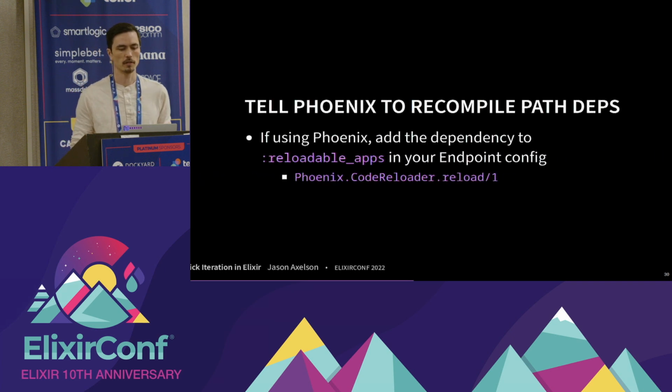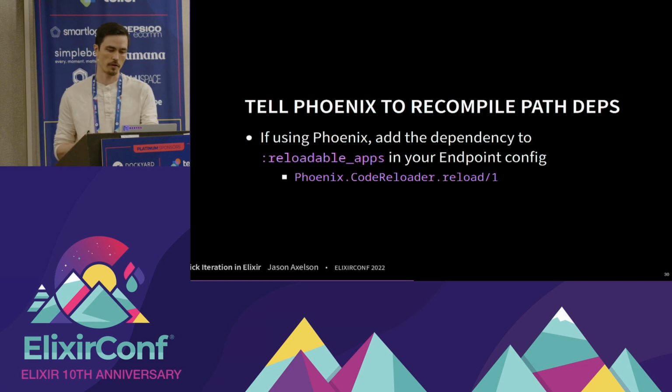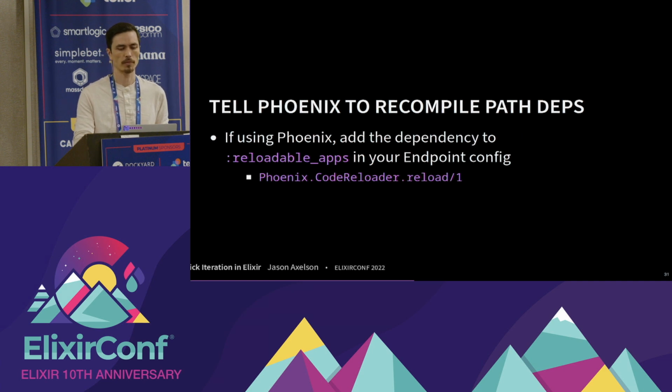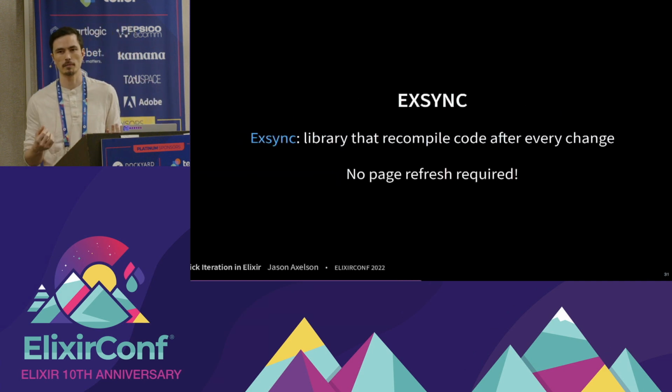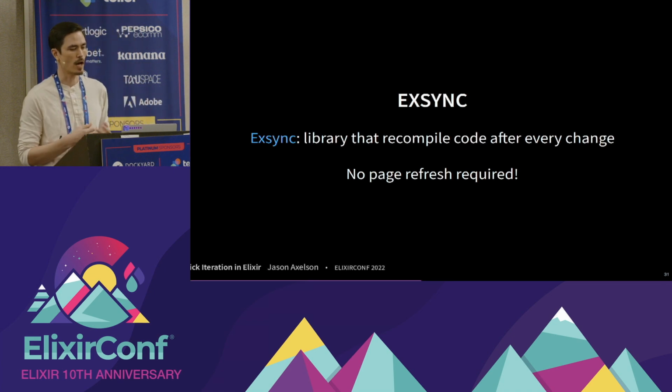And if you're using the Phoenix code reloader, then you can recompile path dependencies by setting the reloadable apps in your endpoint configuration. The docs for that are in the Phoenix code reloader reload. That can be handy if you only have a few dependencies that you want to be recompiling all the time. But the way that I really like to recompile any path dependencies is with the library XSync that I help maintain. XSync is a library that will watch all of your source files, and it'll recompile any code as soon as you save the file.